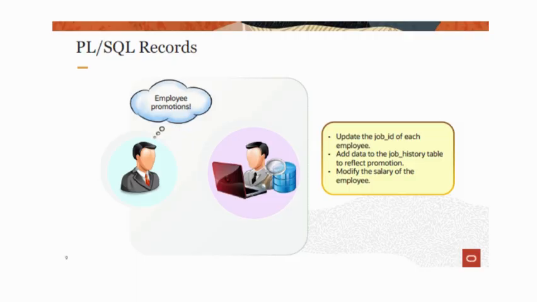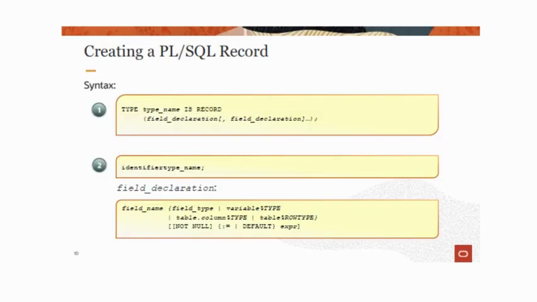When you implement this task in PL/SQL, it would be a better option to retrieve all the details of the employee into the PL/SQL block, update or manipulate them, and then write the details back into the database. PL/SQL records are user-defined composite types. You must create the record type first, and then declare an identifier by using that type. To use them, perform the following steps.